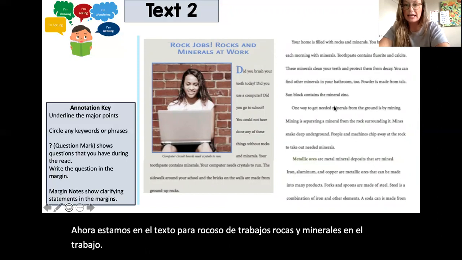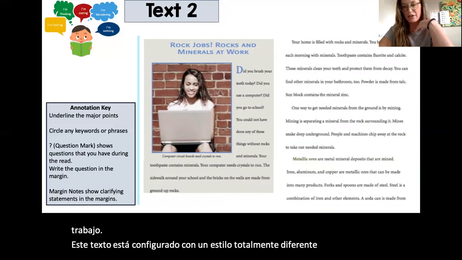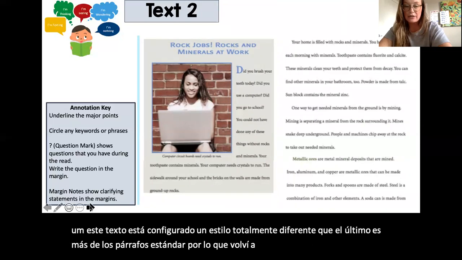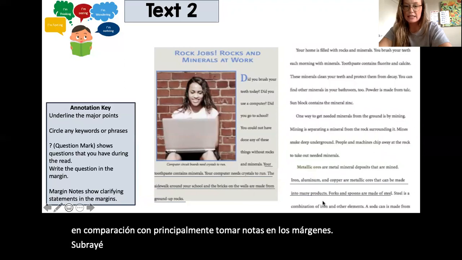This text is set up in a totally different style than the last one. It's more of the standard paragraphs. So I went back to underlining important information versus mainly taking notes in the margins. I underlined this sentence and this sentence.